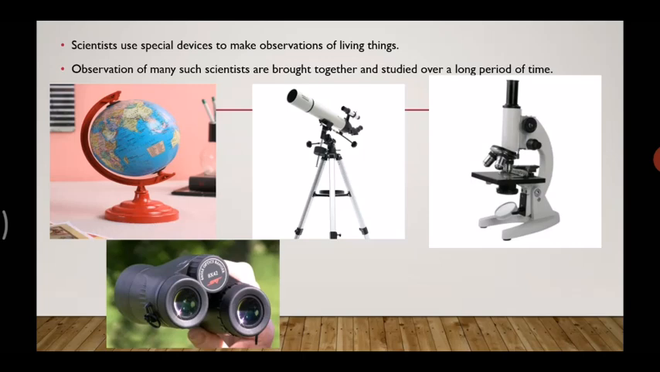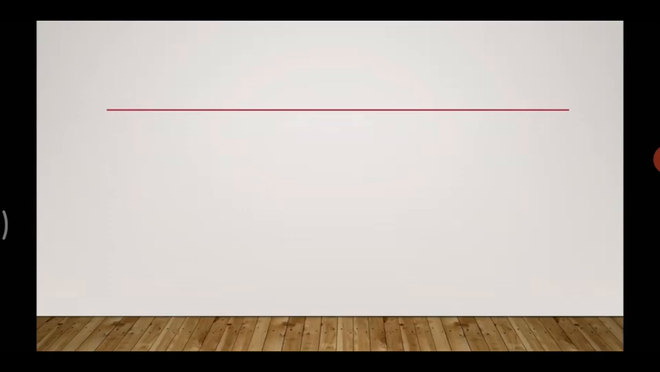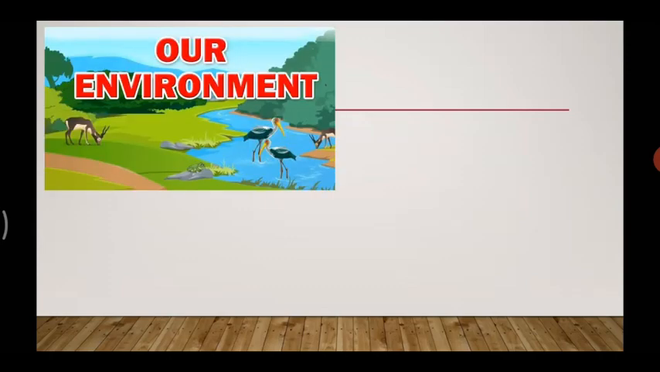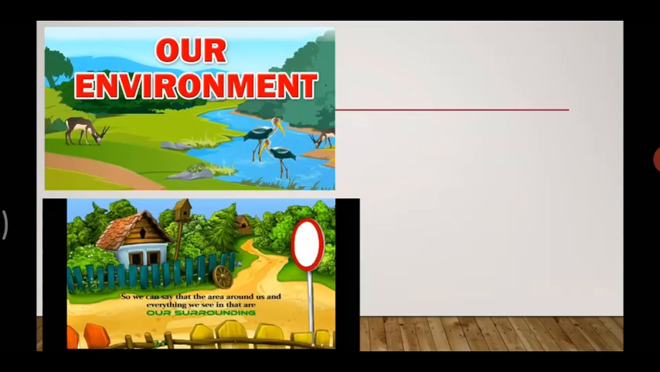Let's move forward. Now, this is a picture of our environment, our home and its surroundings. But why do we learn about the environment? Do you all know why we learn about the environment? Environment is our surroundings. Surroundings mean the place around us, and we should be aware about it. So let's learn about our environment.